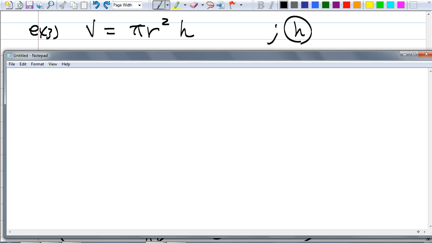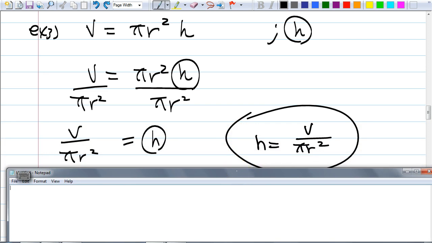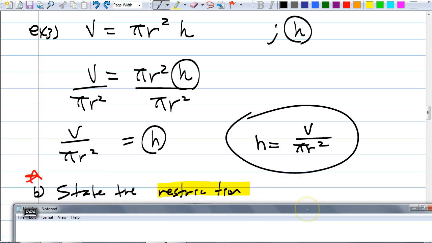If I have this now, what do you think I'm going to do to get h by itself? Raise your hand. Somebody that I didn't pick today. Come on, somebody. Vlad. Yeah, you treat this as if you have some number in front of the x. You divide by pi r squared. And this is very simple, right? How many people got h equals v over pi r squared? Very good.